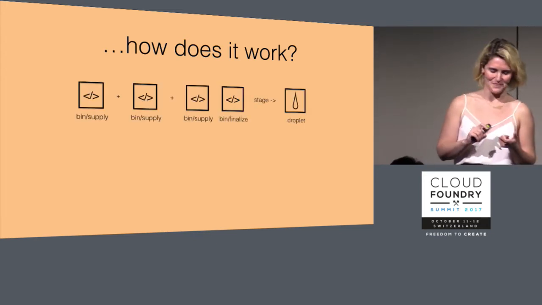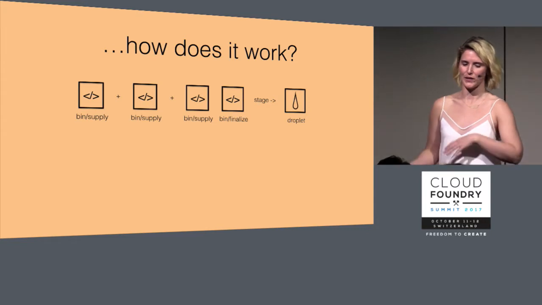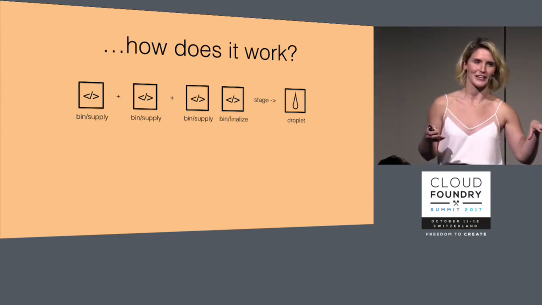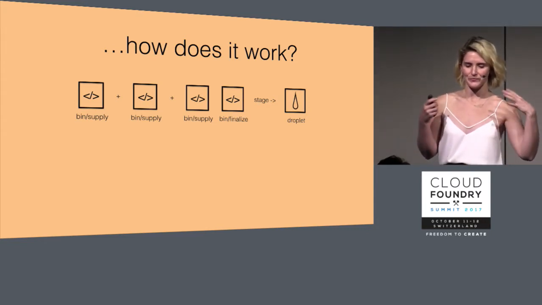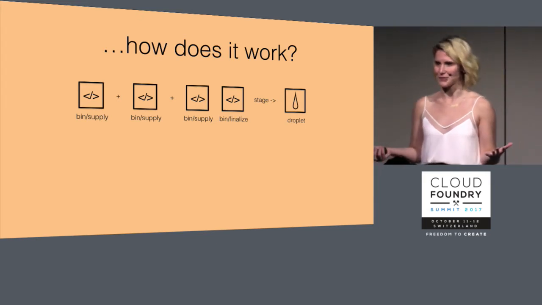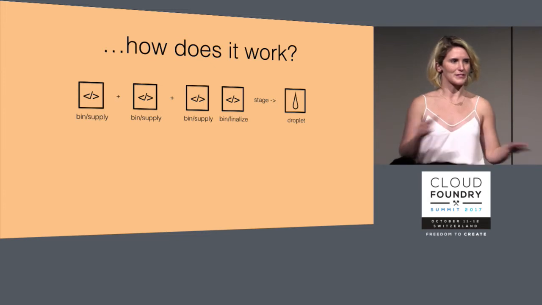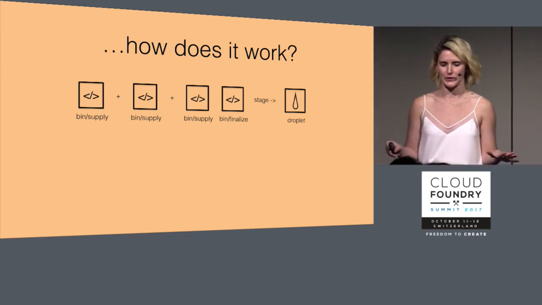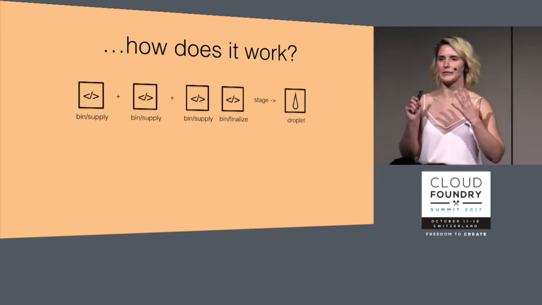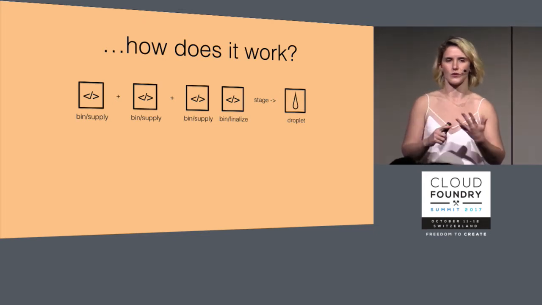Now instead of compile, we've swapped in supply and finalize. So again, sorry if this is repetitive for those of you who just saw me on the big stage, but we're going to have a good example of a terrible app you should never build. You're going to build an app that includes Ruby and Go and Python.